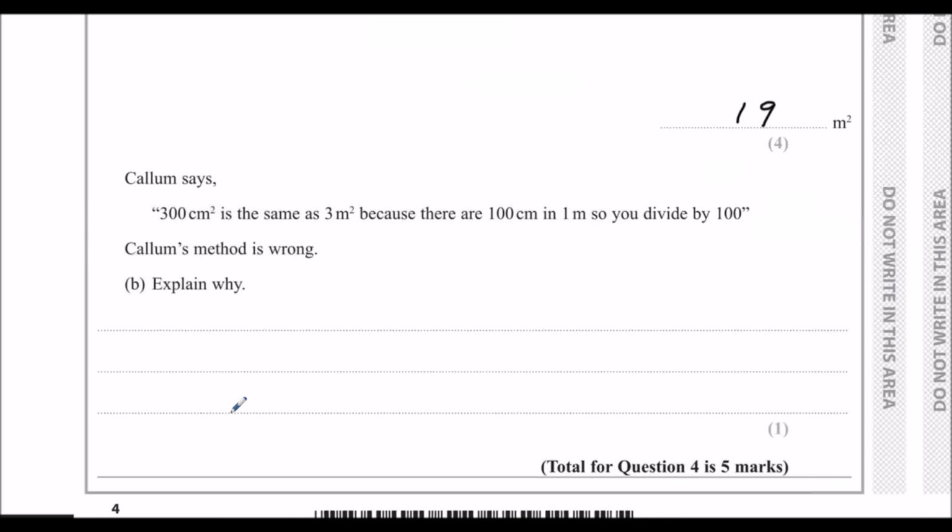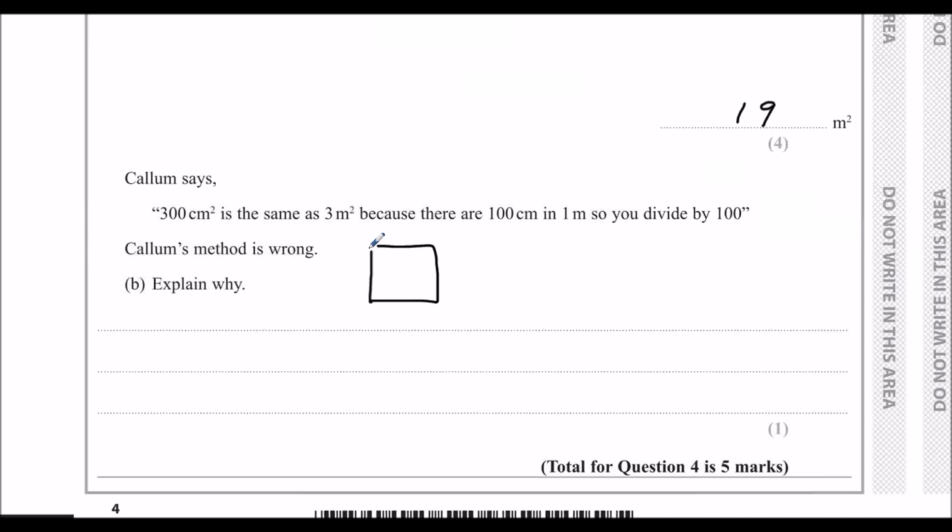Callum says 300 centimeters squared is the same as 3 meters squared because there are 100 centimeters in 1 meter, so you divide by 100. Callum's method is wrong. Explain why. So every 1 meter squared is 1 meter by 1 meter. But in centimeters, that same meter squared is 100 centimeters by 100 centimeters. So 1 meter squared is actually 100 times 100, which is 10,000 centimeters squared. So you can fit 10,000 centimeter squares into a meter squared.